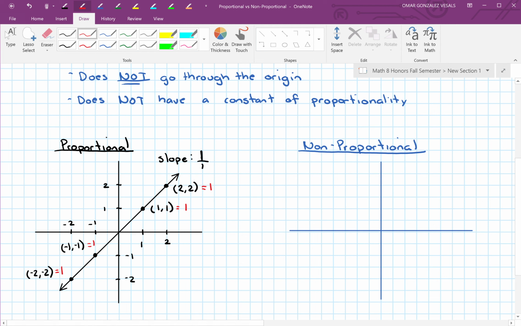Now let's also look at our slope, and I'm going to put that in blue. If I was to go from this point to this point, how much did I go up and over? Which would give me a slope of what? Of 1. 1 over 1, right? Same thing. If I was to go from this point to this point, I went up 1 and over 1. So with proportional, your slope is equal to your what?